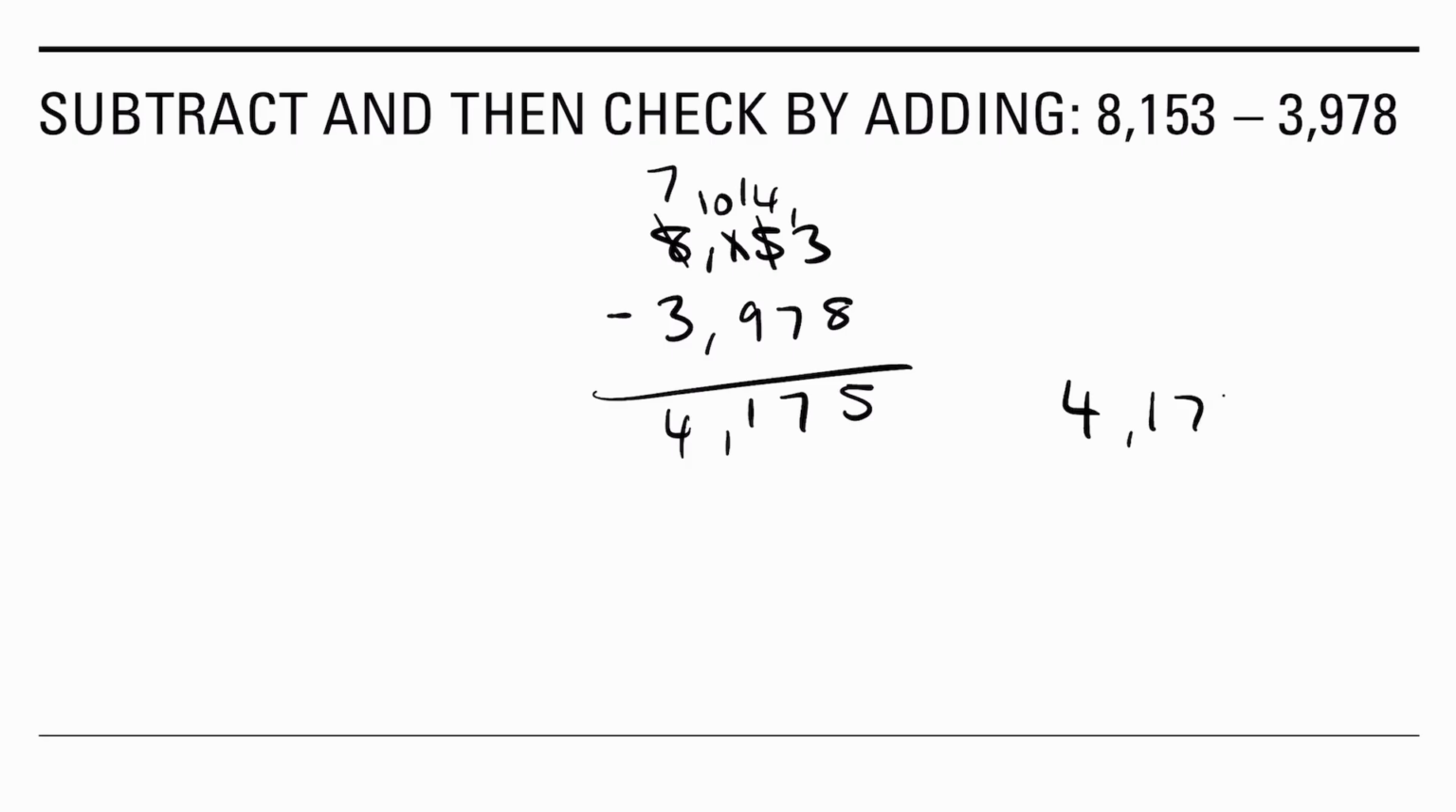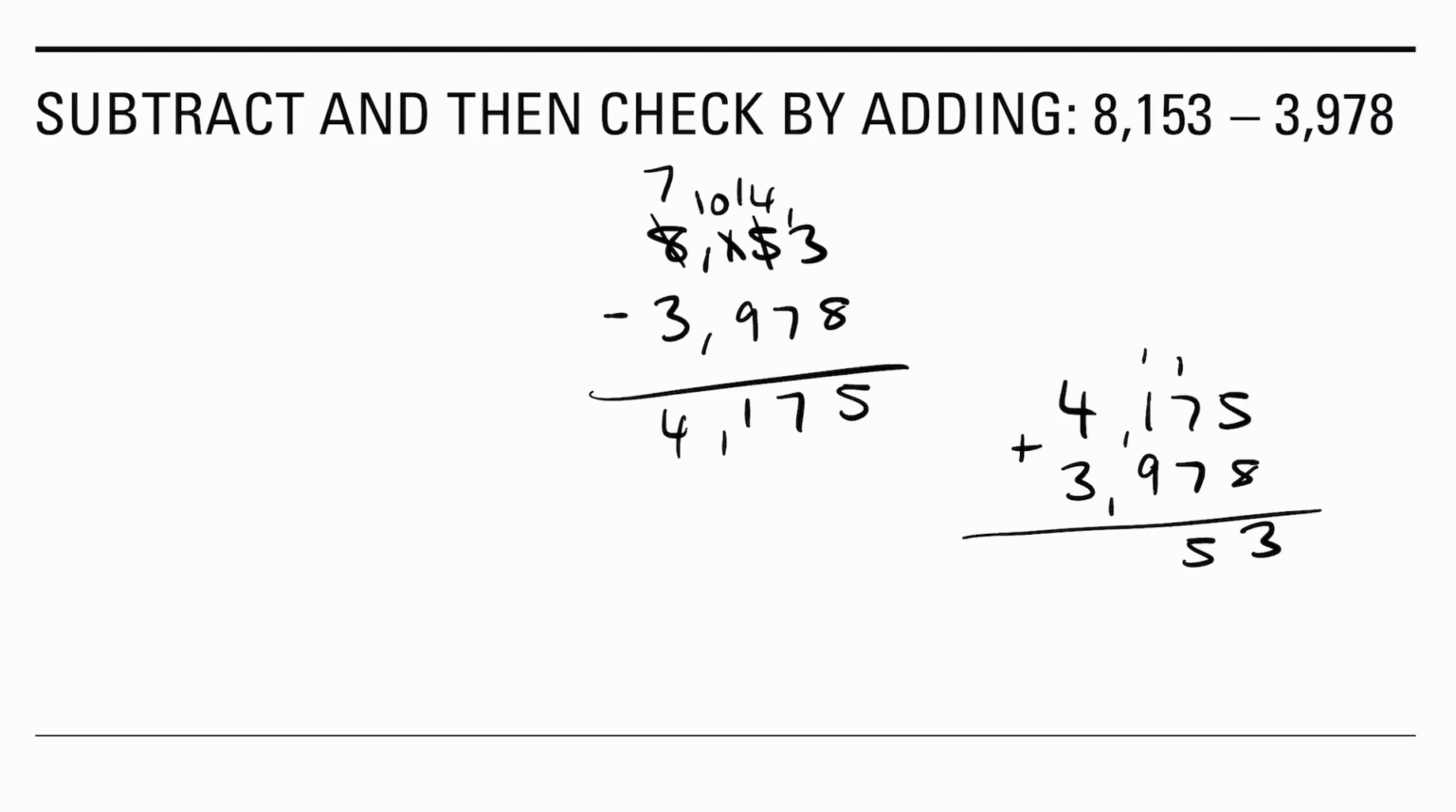Now to add that back, we would add it to 3,978. And so 5 plus 8 is 13. 1 plus 7 is 8, plus 7 is 15. 1 plus 1 is 2, plus 9 is 11. 1 plus 4 plus 3 is going to be 8. And we end up with 8,153, which is what we started with, so we know we're correct.